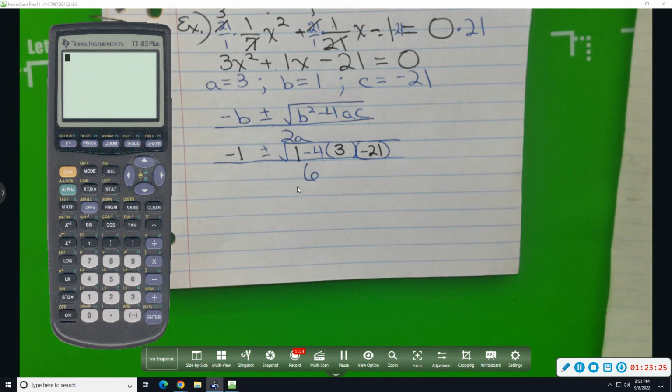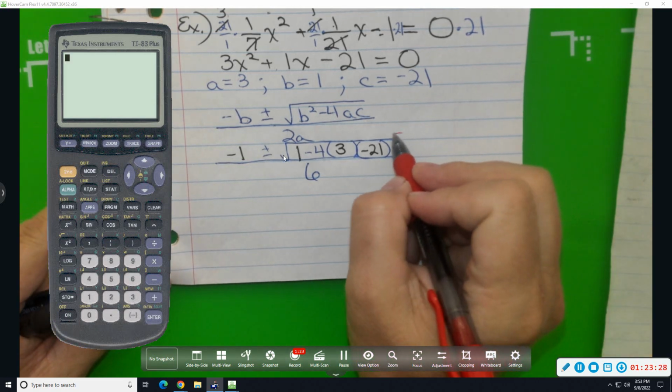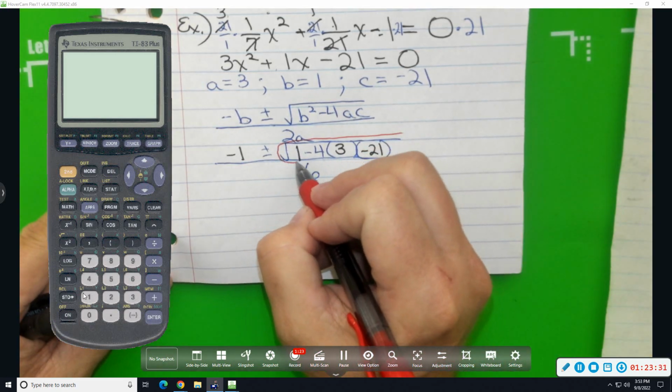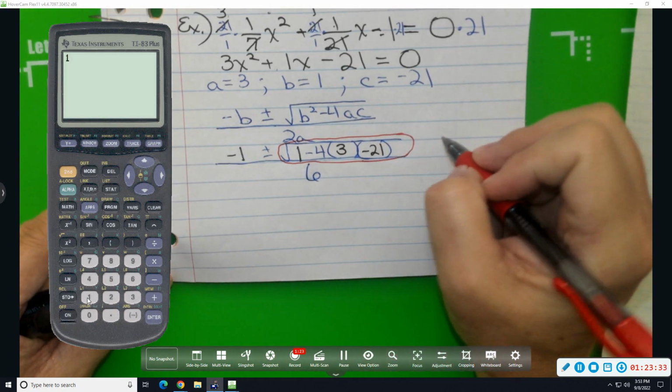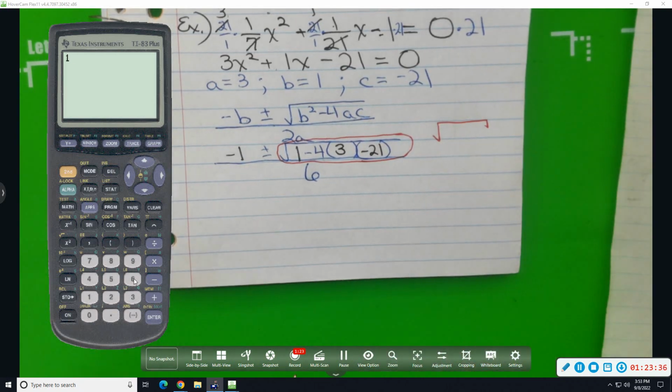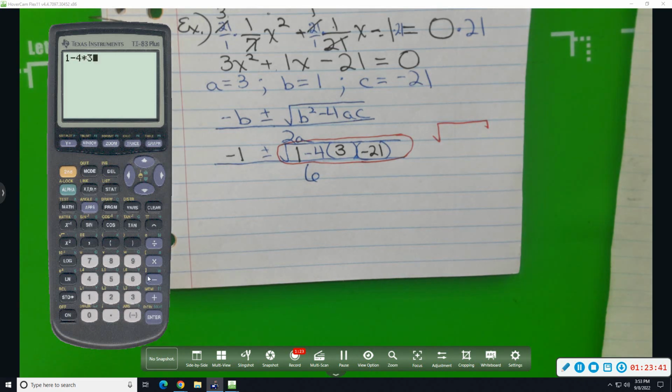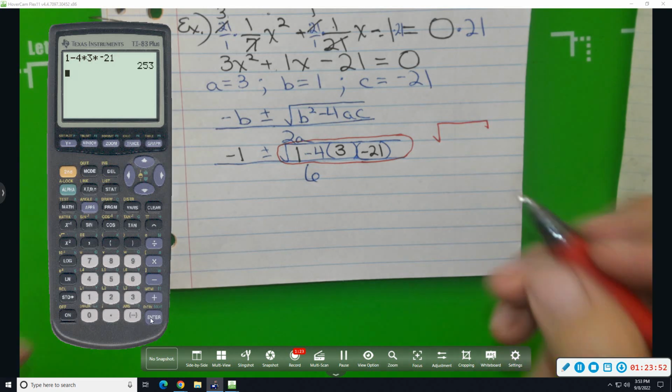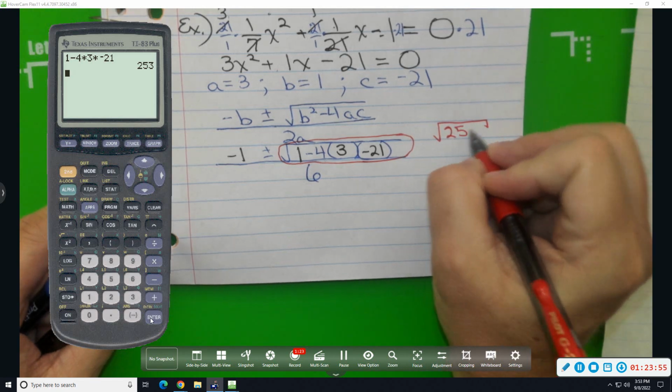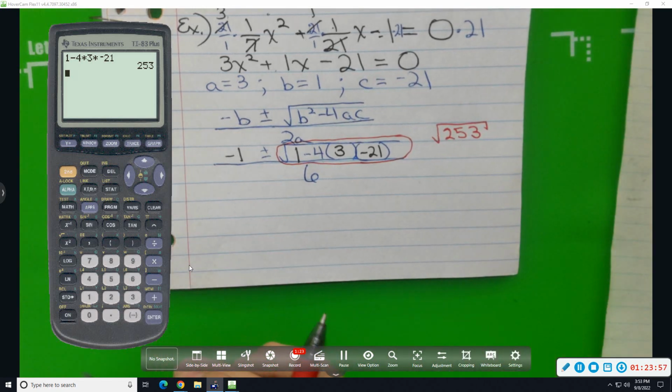Now I punch in that square root stuff in my calculator. That's going to give me a square root of 1 subtract 4 times 3 times negative 21. Notice where the key is that I'm hitting the negative. Equals, so we have a square root of 253. It's not divisible by 2, not divisible by 3. Y'all think it's certainly not a perfect square.